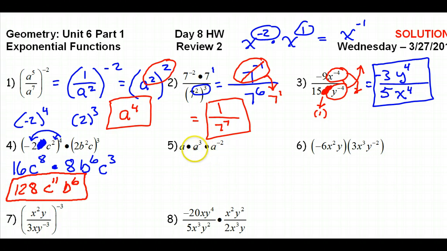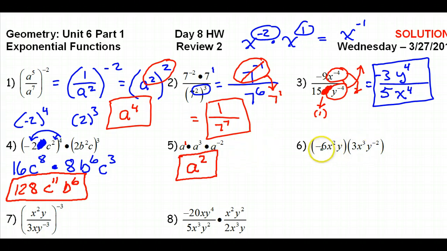Alright, taking a look at number 5. Basically, this is the situation where we add the exponents. So we can just add them all. 1 plus 3 is 4, and then 4 plus -2 is 2. So just adding up all those exponents, I have a squared. Okay, that's all there is to that.